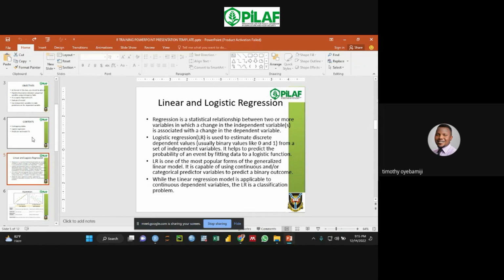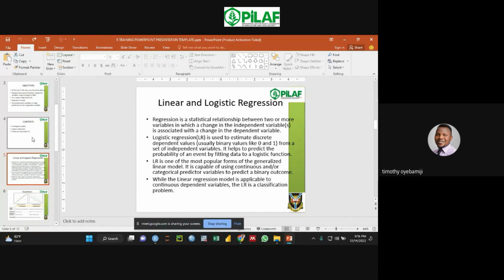All right. So logistic regression is used to estimate discrete dependent variables, usually binary values like 0 and 1, yes and no, present and absent, and so on, from a set of independent variables. It helps to predict the probability of an event by fitting data into a logistic function. So anyway, when you see LR, I'm talking about logistic regression.